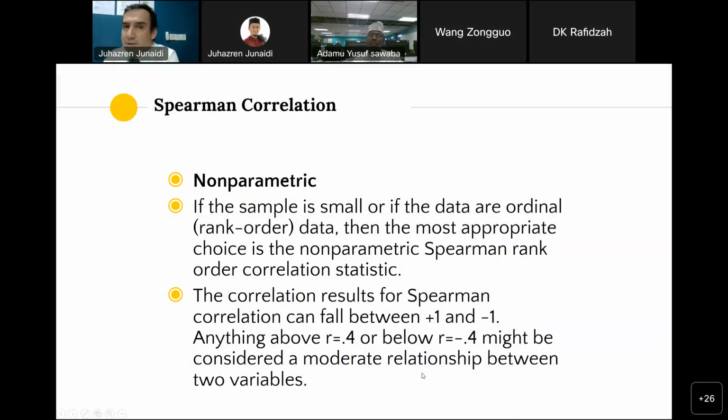If you can't use Pearson correlation, the next choice will be Spearman correlation. If the sample is small, or if the data are ordinal, rank order data, then the most appropriate choice is the non-parametric Spearman rank order correlation statistic. The correlation results for Spearman correlation can fall between +1 and -1, just like Pearson correlation, and anything above r = .4 or below r = -.4 might be considered a moderate relationship between two variables.